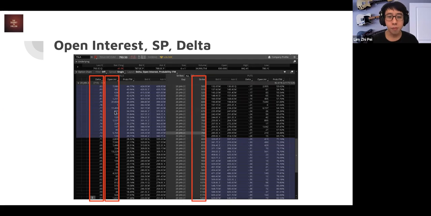The second column is the open interest, as I mentioned just now. Open interest shows how many open contracts are out there that you can trade. So if the number is higher, it means that a lot of people are trading that particular option.